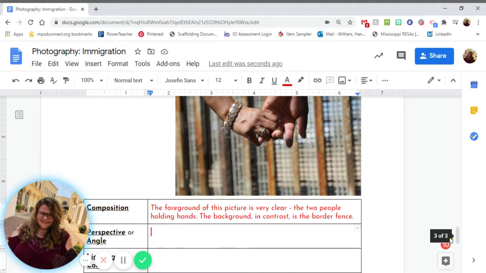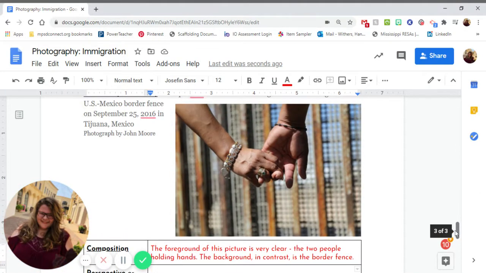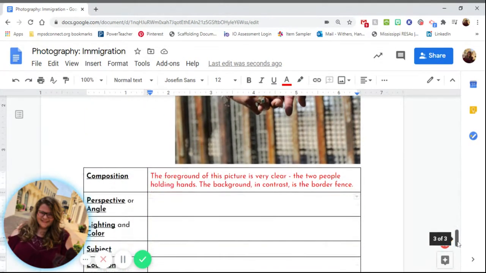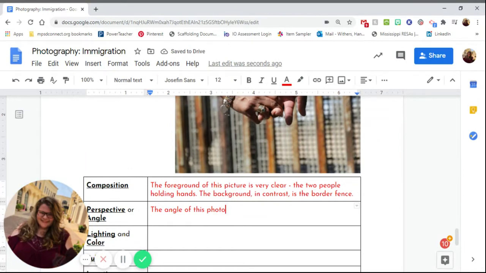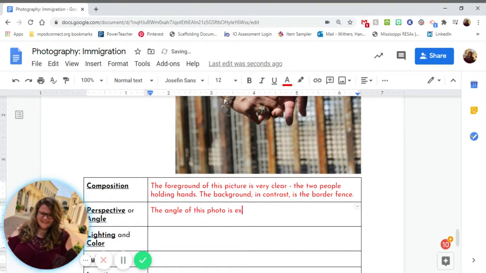Then we're going to look at the angle. This is pretty straightforward. We've got one person here, one person there. The camera seems to be right on their hands. So it's all very in center. The angle of this photo is extremely centered and focused.